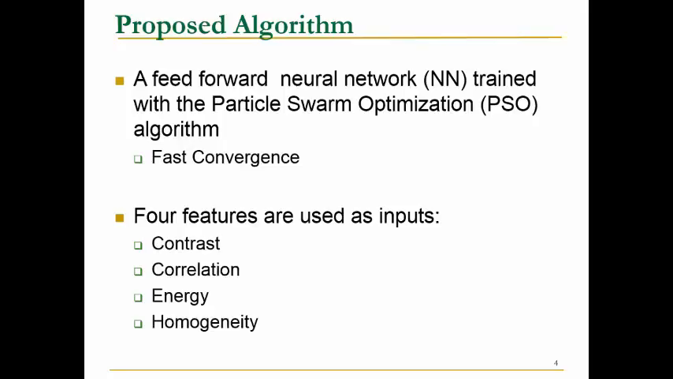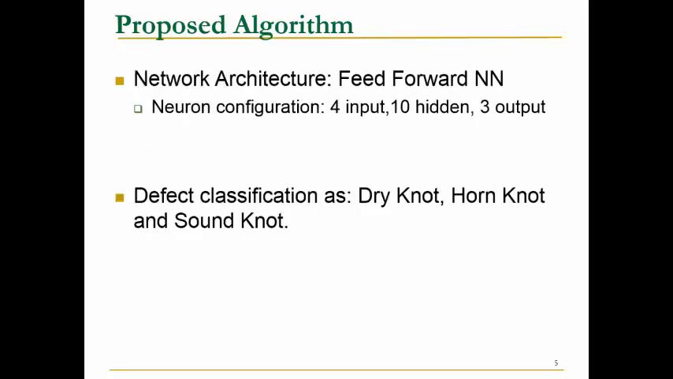Four features are used as inputs: contrast, correlation, energy, homogeneity. Network architecture: feed-forward neural network. Neuron configuration: 4 input layer neurons, 10 hidden layer neurons, 3 output layer neurons. Defect classification as dry knot, horn knot, and sound knot.